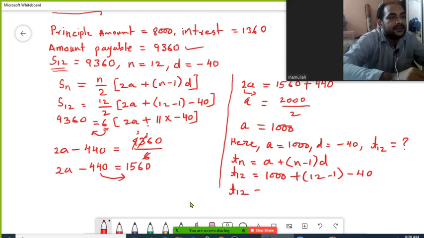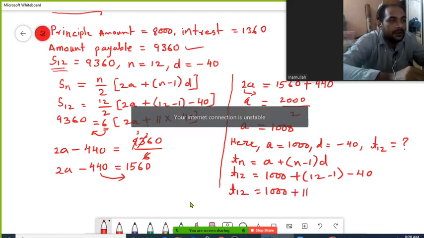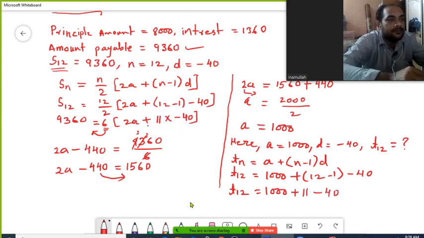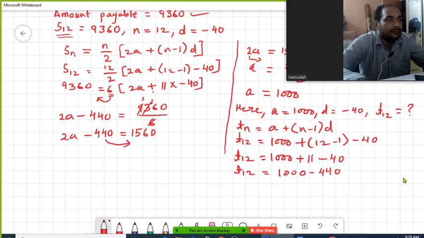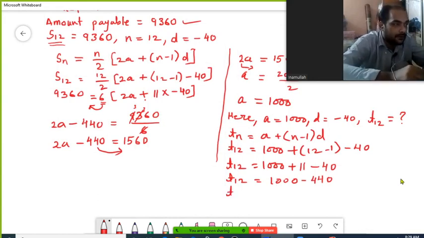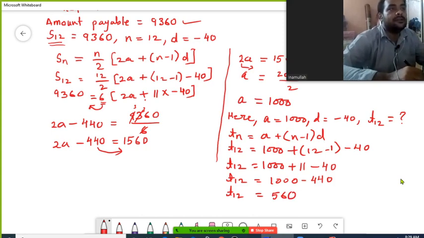So this T12 will become 1000, 12 minus 1, 11, into minus 40. So T12 is 1000 minus 440. Then T12, that is last installment. When you subtract 440 from this 1000, what will you get? 560. So this is your 12th installment. 12th installment means last installment.